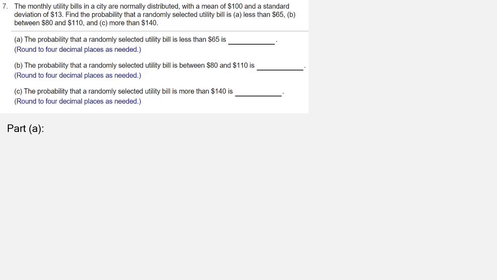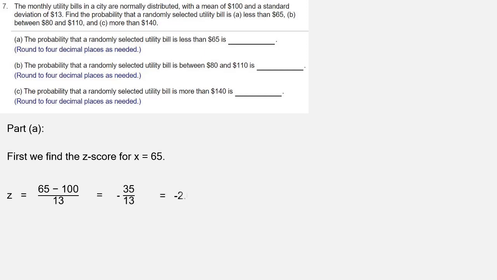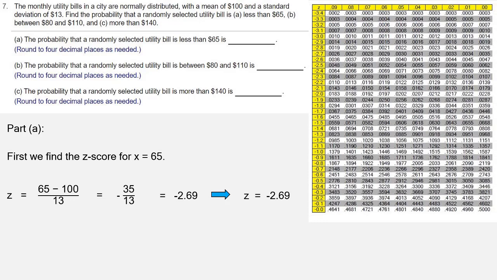So we're going to start with part A. We need to find the z-score for x equals 65. The z-score formula is x minus mu over sigma. So this is going to be 65 minus 100 over 13, which is negative 35 over 13, which is negative 2.69. Because this z-score is negative, we need the negative side of the standard normal distribution table.